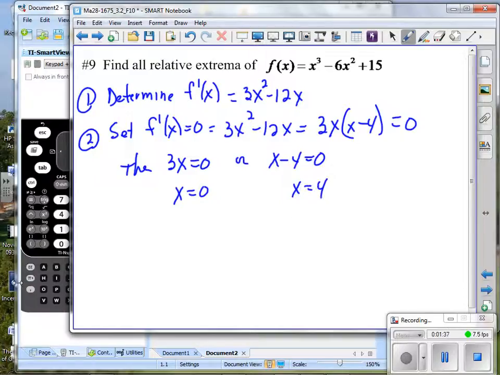4. What do you call these? These are critical numbers, yeah. These are the critical numbers. Okay, so I want to know, where is the derivative positive and where's the derivative negative? Third thing we do is set up a sign chart.